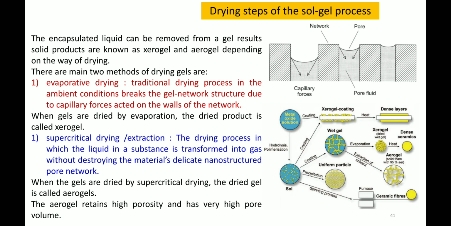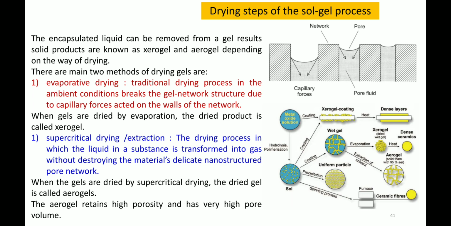Now the next step is the drying step of the sol-gel process. Okay, what is the next step? It is the drying process. The encapsulated liquid which is present in between the cross-linked sites can be removed from a gel. This results in a solid product known as xerogel or aerogel, depending upon the way of drying.